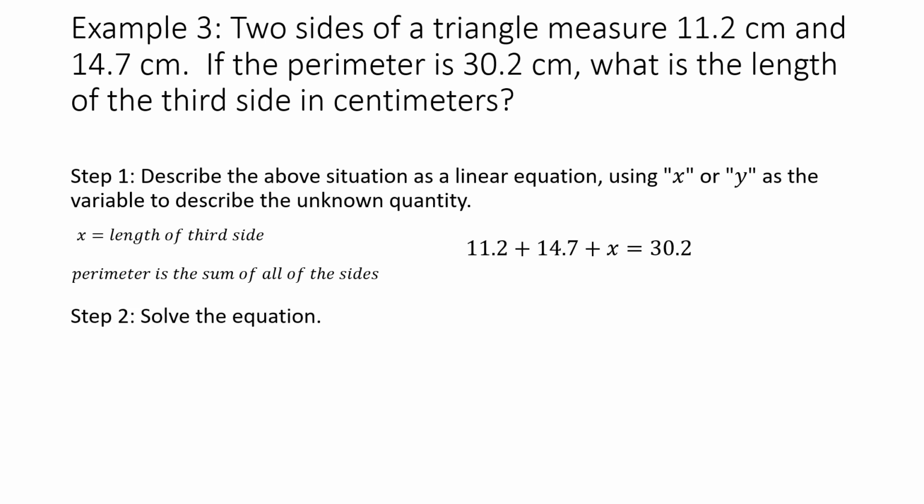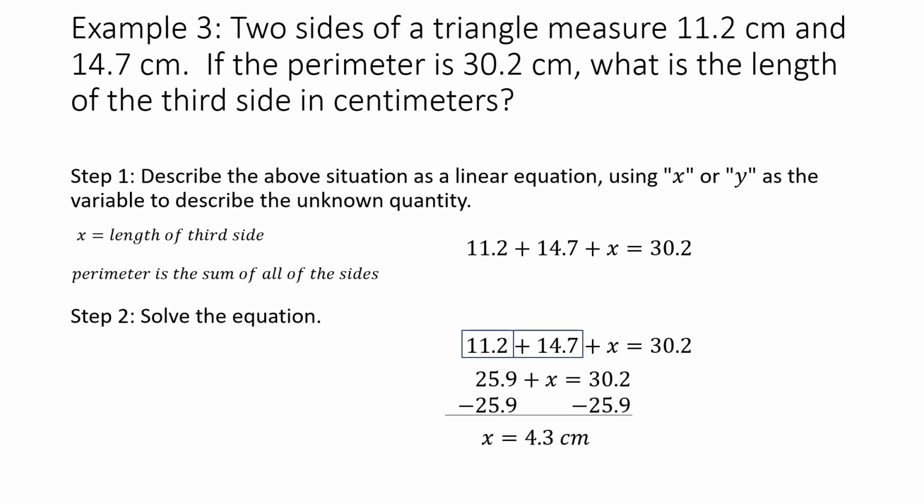Now in step 2, it's actually wanting me to solve the equation. So in order to solve this equation, I'm going to simplify the left side of my equation. I have like terms, the 11.2 and the 14.7. That's going to give me 25.9. And then I'm going to have plus x equals 30.2. Since it's a positive 25.9, I need to subtract 25.9 on both sides. And then that's going to give me x is equal to 4.3 centimeters. So that'll be the length of the third side. And again, you can always go back through and check these. If you add 11.2 plus 14.7 plus 4.3, you will get 30.2, which is what we want as the perimeter.